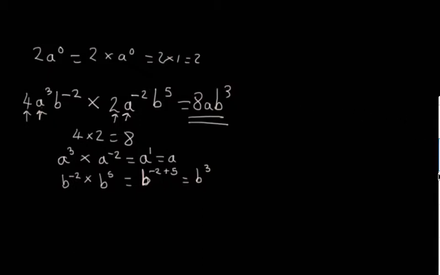Let's do another one. Again, this is going to be a bit more challenging. So we've got 10 a squared b over 2 a cubed square root of b. So we're going to take each of these terms individually. 10 divided by 2 is 5.